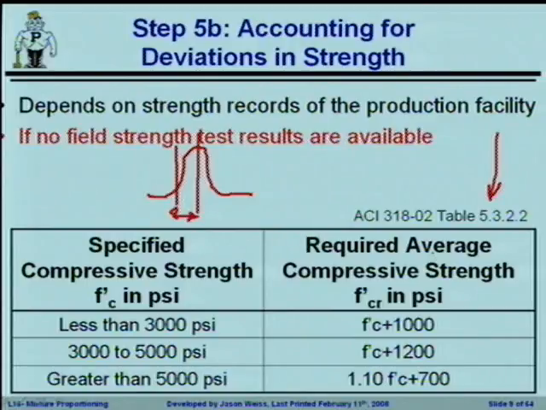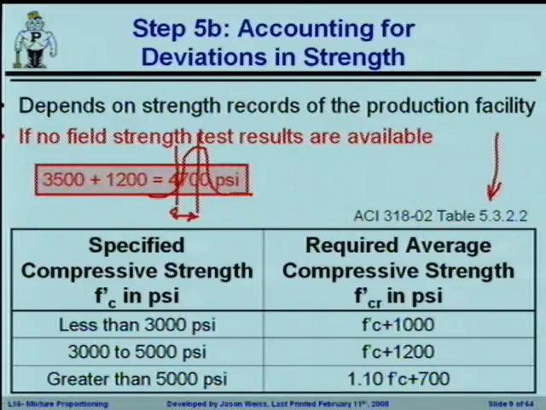This table that I've shown here is going to be the most conservative, which means it's going to have the most over-design associated with it. So for our particular example, we are targeting 3,500 psi concrete. That is our specified compressive strength. 3,500 is going to be somewhere between 3,000 and 5,000, so we're going to be on the second row. We would take our specified compressive strength, add 1,200 psi to it, and we would be targeting 4,700 psi for our design strength, our required average compressive strength of our cylinders.